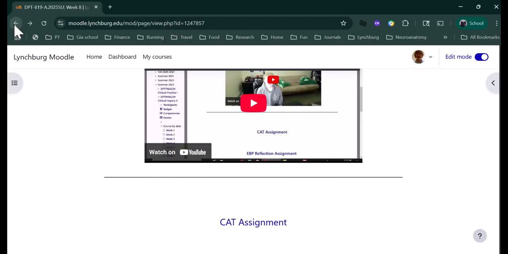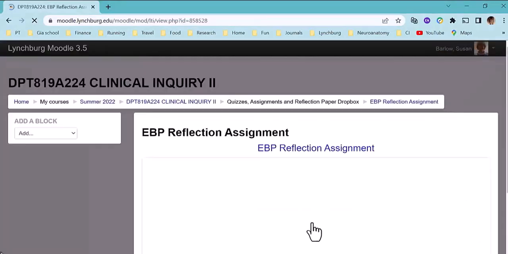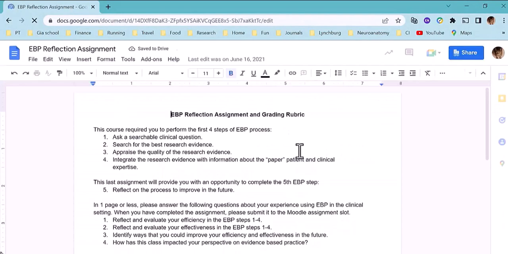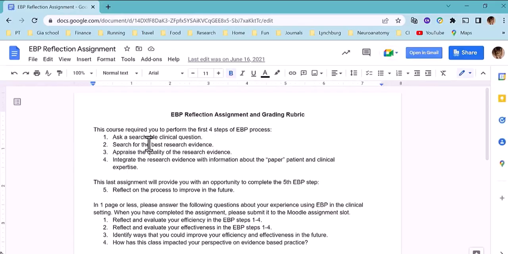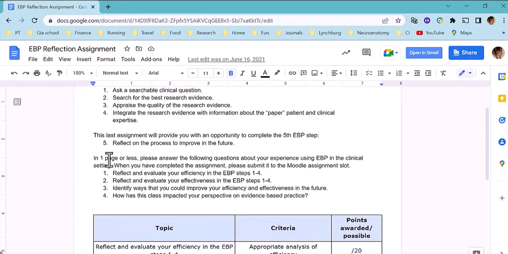In addition to your CAT assignment, you also have an EBP reflection assignment. The EBP reflection assignment is here. Essentially, throughout the course of the semester, we've covered the first 4 steps of the evidence-based practice process, which are listed here. The last step in the evidence-based process is simply to reflect on the process and figure out how you can improve in the future. So, hence this paper. What I'd like you to do in 1 page or less is answer the following questions.